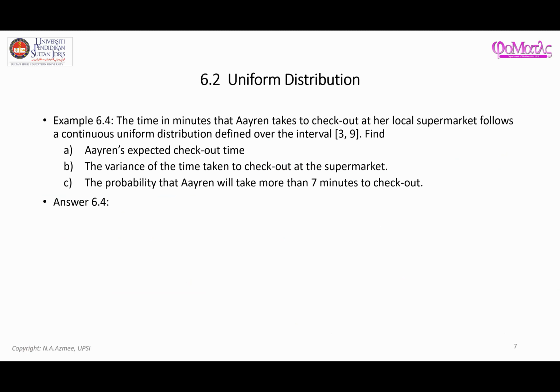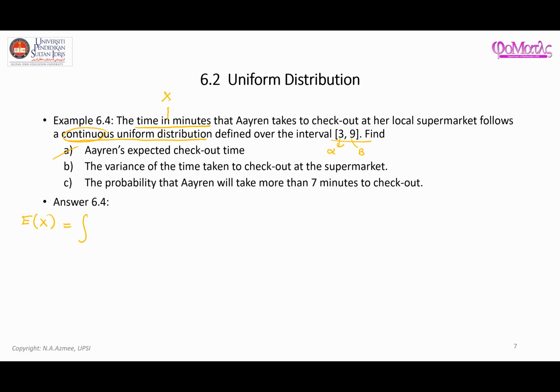Well, the time in minutes that Irene takes to check out at her local supermarket follows a continuous uniform distribution defined over the interval 3 and 9. So therefore, time in minutes is our random variable x, and x here has a continuous uniform distribution. This is the value of alpha, the minimum value. This is the value of beta, the maximum value. And the question is asking you to find Irene's expected checkout time. So when you talk about expected, that means you're talking about finding the expected value of x.